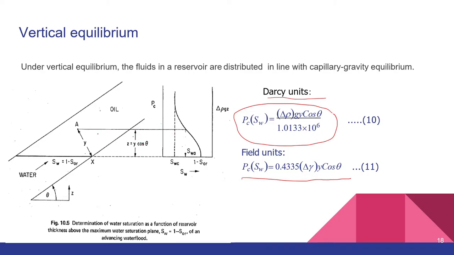The y here is the distance between A and X. And this is delta rho g z, which is the capillary pressure, and this is your water saturation. This is for when your reservoir has a certain angle, like maybe an edge water drive. So the water is pushing the oil here, and your well is from this vertical tangent here.